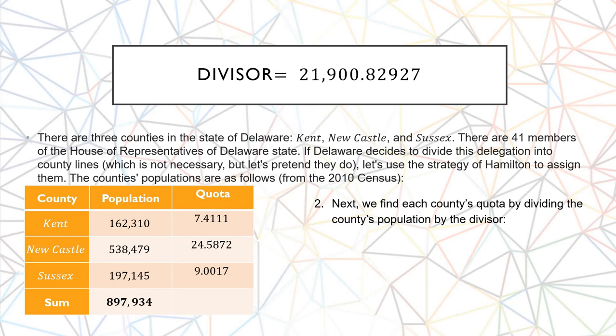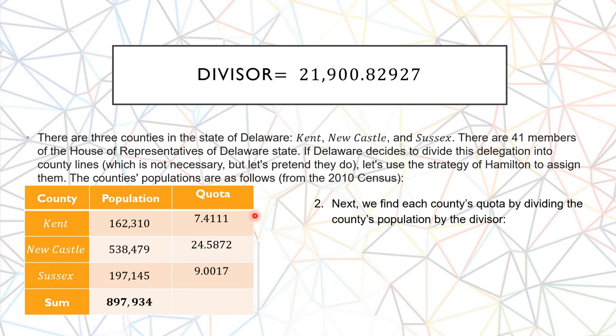So using our calculator, this time the calculator is very important. 162,310 divided by 21,900.82927 will give us the quota, which is 7.4111. So round off to the 4th decimal place.